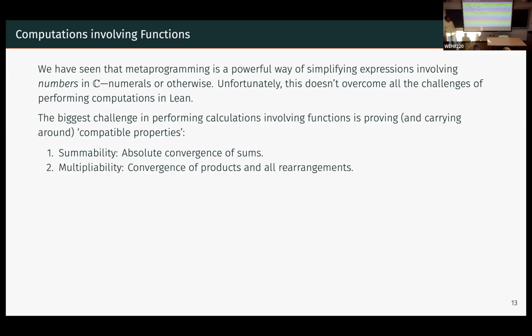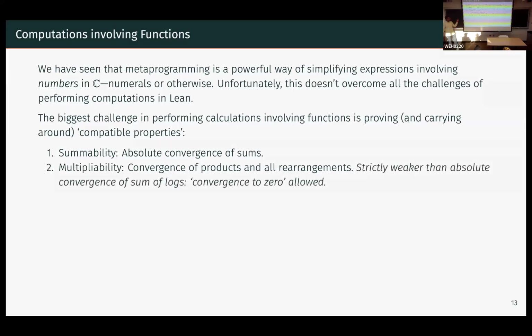But in complex analysis, typically you would want absolute convergence of products to be the absolute convergence of the sequence of logs or something like that. That's what you'd really want. And you don't have that in the Lean definition. So you are allowed to converge to zero, whereas typically you would diverge to zero.